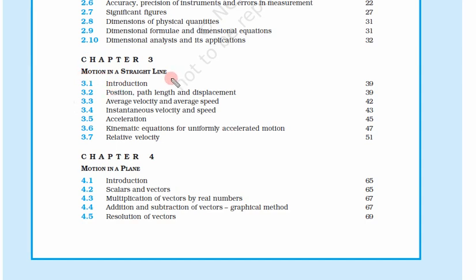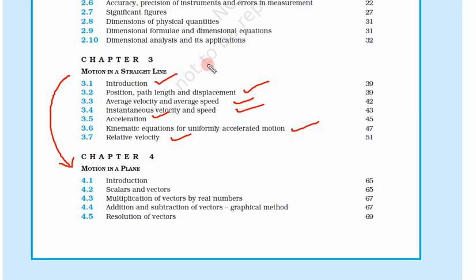Now motion in a straight line. You have learned something about motion in class 9, but it is far more than that. Introduction to motion in a straight line, position, path length and displacement, average velocity and average speed, instantaneous velocity and speed, acceleration. Till this point you have learned, but after that kinematic equations for uniformly accelerated motion and relative velocity. These are some of the new concepts.